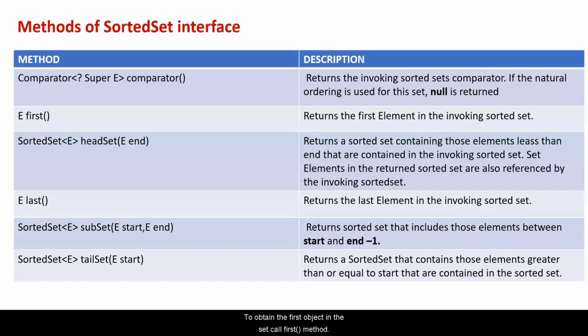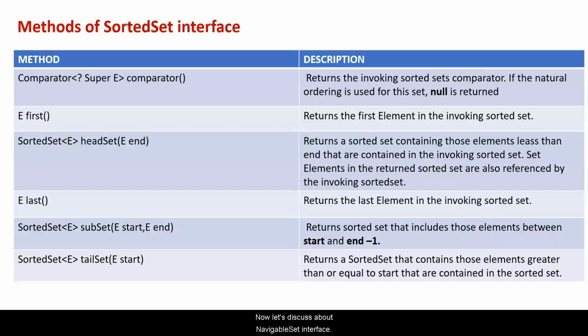To obtain the first object in the set, call the first method. To get the last element, use the last method. You can obtain a subset of a sorted set by calling the subSet method, specifying the first and last object in the set. If you need the subset that starts with the first element in the set, use the headSet method. If you want the subset that ends the set, use the tailSet method. These are the methods defined by SortedSet.